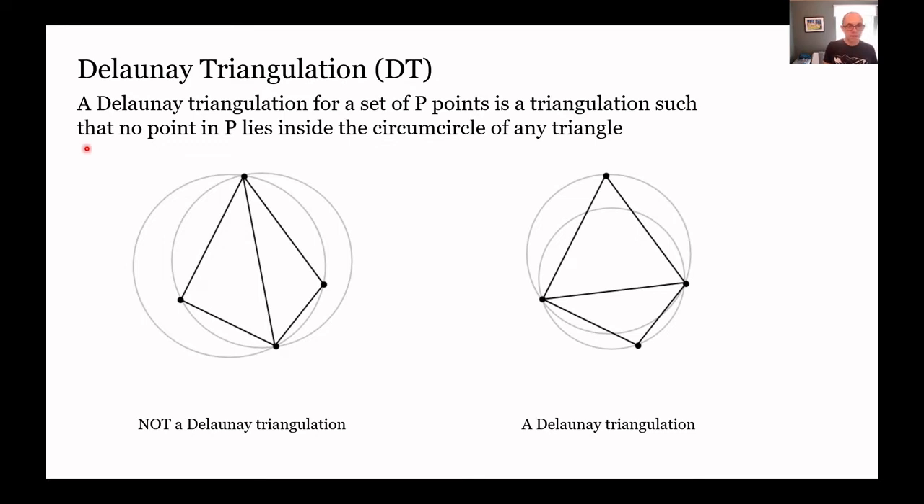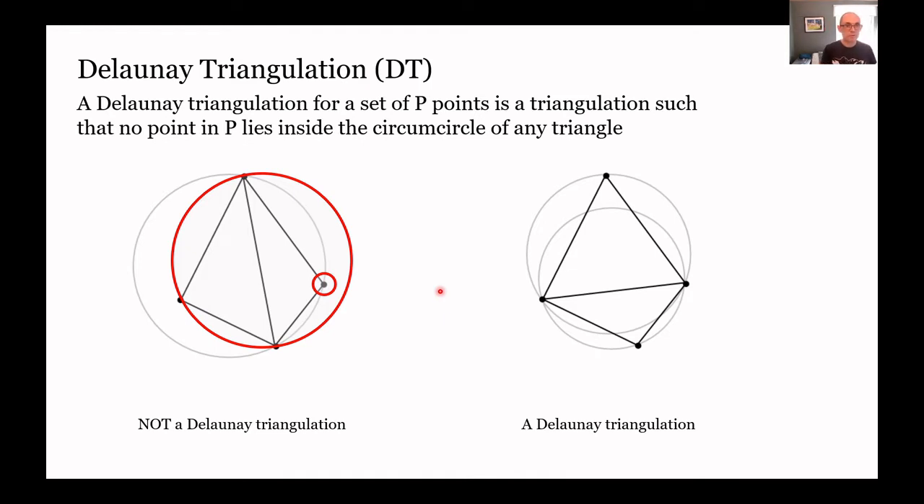So here we have a very simple example, there's just 4 points here, and Delaunay triangulation says that the circumcircle of any triangle must not contain any other point. It can only contain the 3 points that make up the triangle it is a circumcircle of. What does that mean? Well, if we look at this circle here, this is the circumcircle of this triangle, and unfortunately it contains another point.